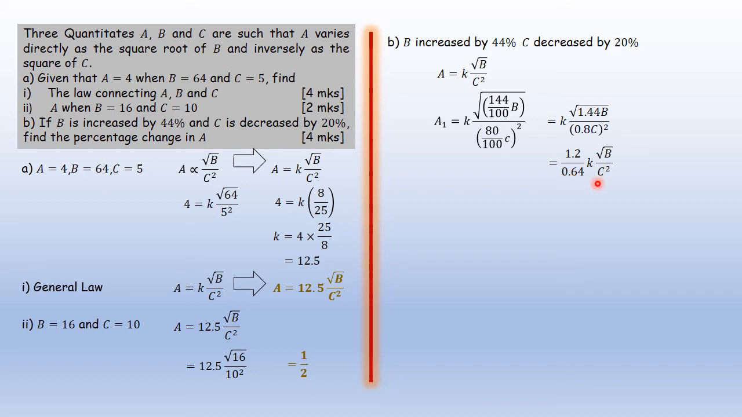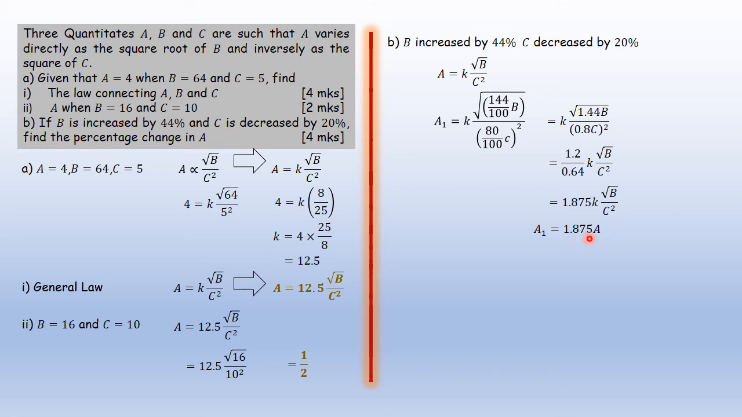And this is a better looking way than the way it looked at the beginning here. Now, simplifying further, 1.2 divided by 0.64, the answer is 1.875. Now, please notice that our original A was K root B all over C squared, and that's what we have here. And so I can say A1, the adjusted A, is the same as this figure, 1.875, then an A there. So 1.875A. Therefore A1 is simply 1.875 of the A.